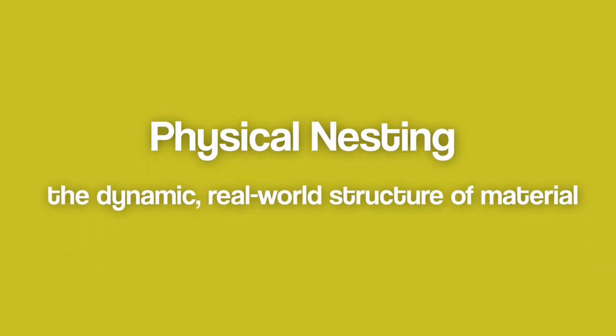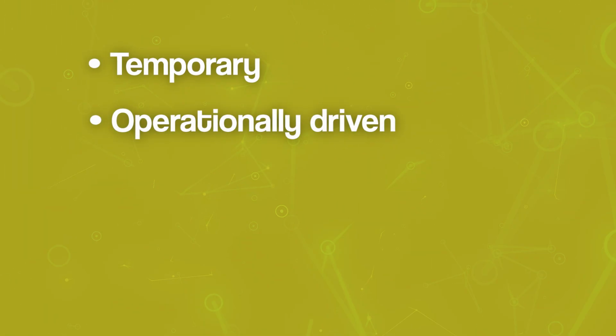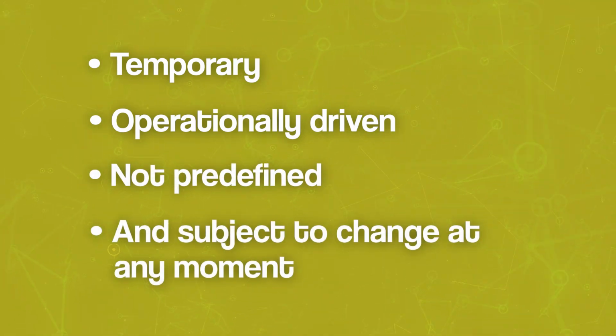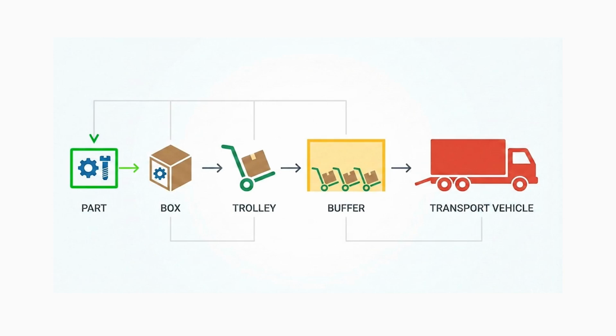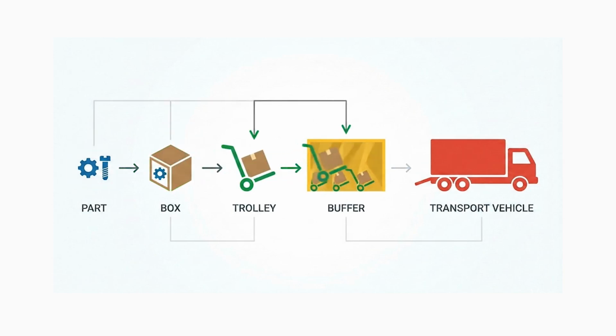First, physical nesting, the dynamic, real-world structure of material. Physical nesting is situational. It reflects how parts are grouped for logistics, handling, or movement. Examples include part A is placed in a box of 12. Box 12 is loaded into a trolley of 4. Trolley 4 is staged in buffer area B. Importantly, these relationships are temporary, operationally driven, not predefined, and subject to change at any moment. Physical nesting forms a hierarchy that probably looks something like this: part, box, trolley, buffer, transport vehicle.